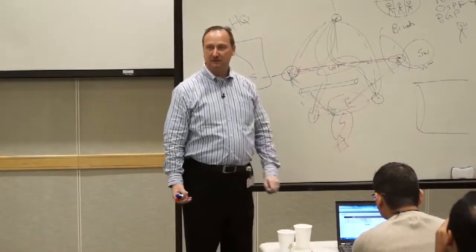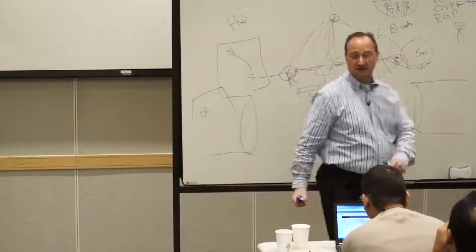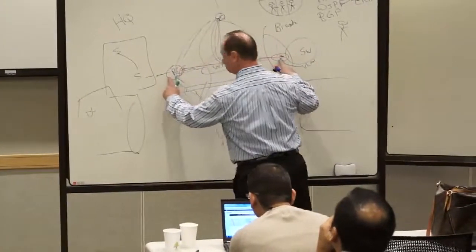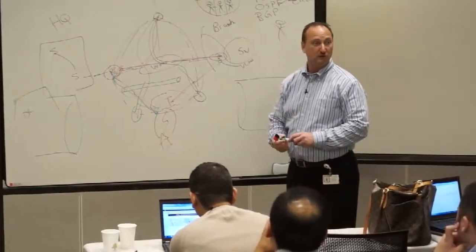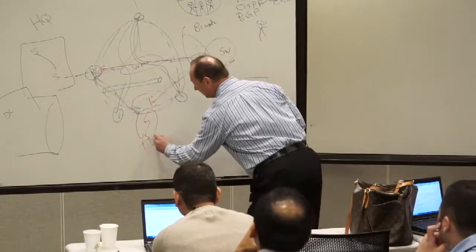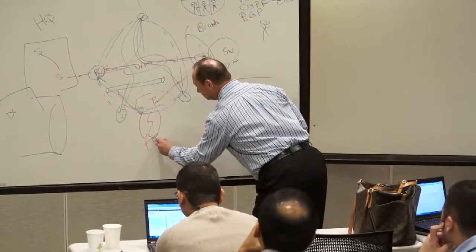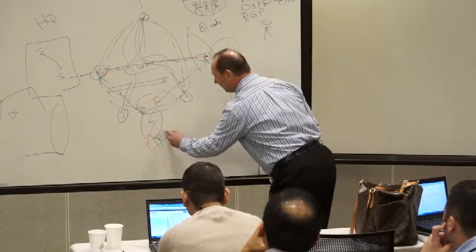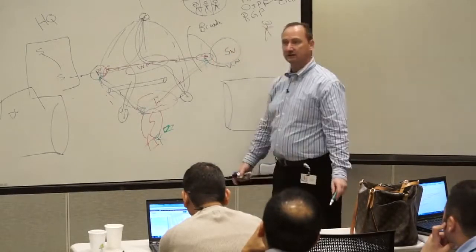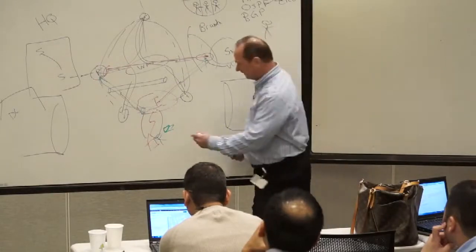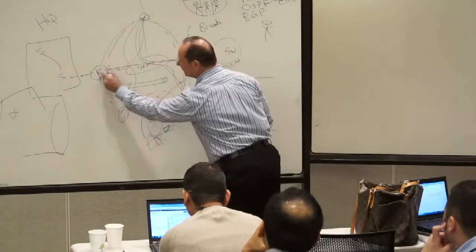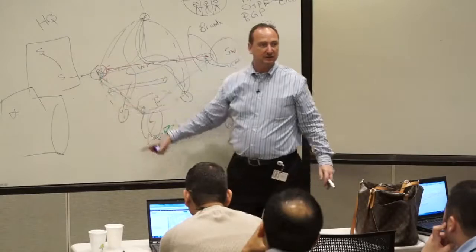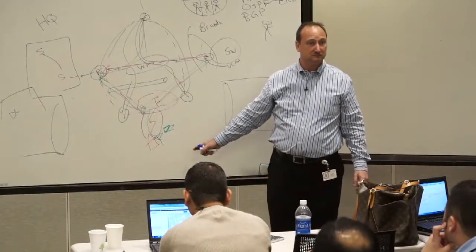But that's a VPN. VPNs come in two flavors. They can be site-to-site or remote access. Could be Eddie right here. Now, if Eddie has software on his PC and he launches that VPN client and goes back through the internet to this router here, that's called a remote access VPN.